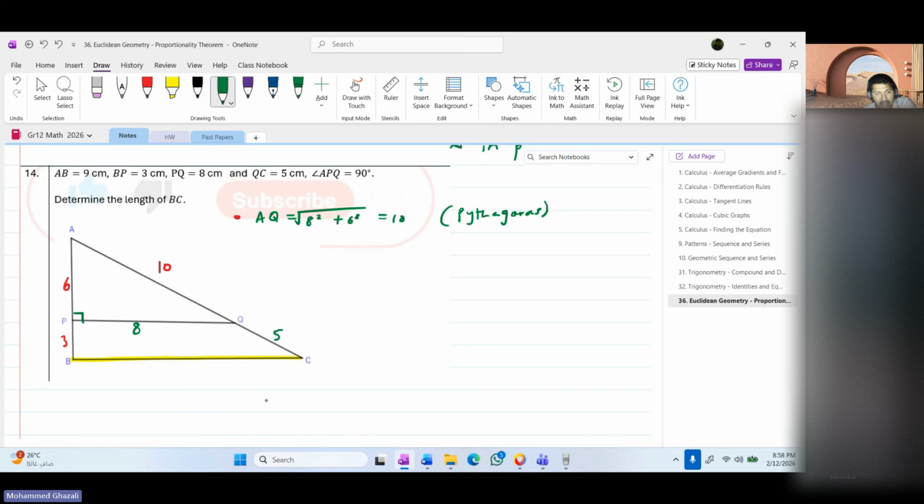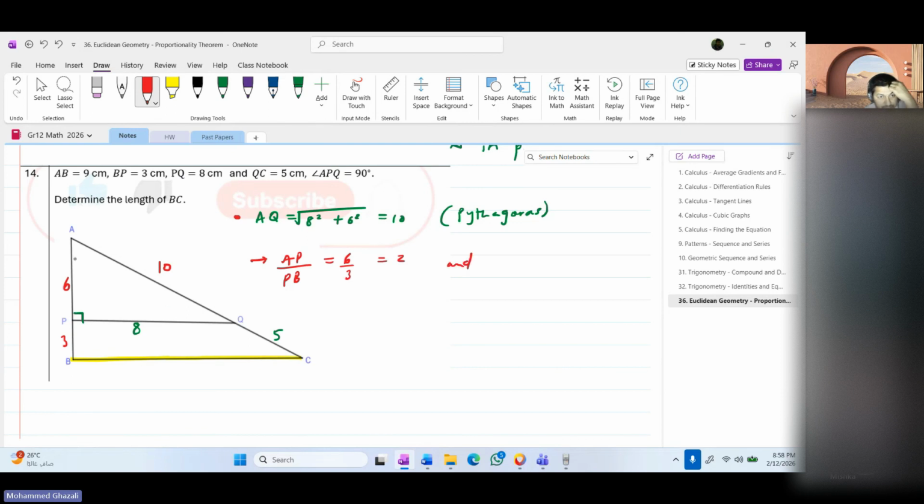that these two are parallel. Now, how do I prove this is parallel? We just learned the converse of the proportionality theorem: a line divides sides of a triangle in proportion. So you need to say AP over PB. What is AP over PB? 6 over 3, which is 2.